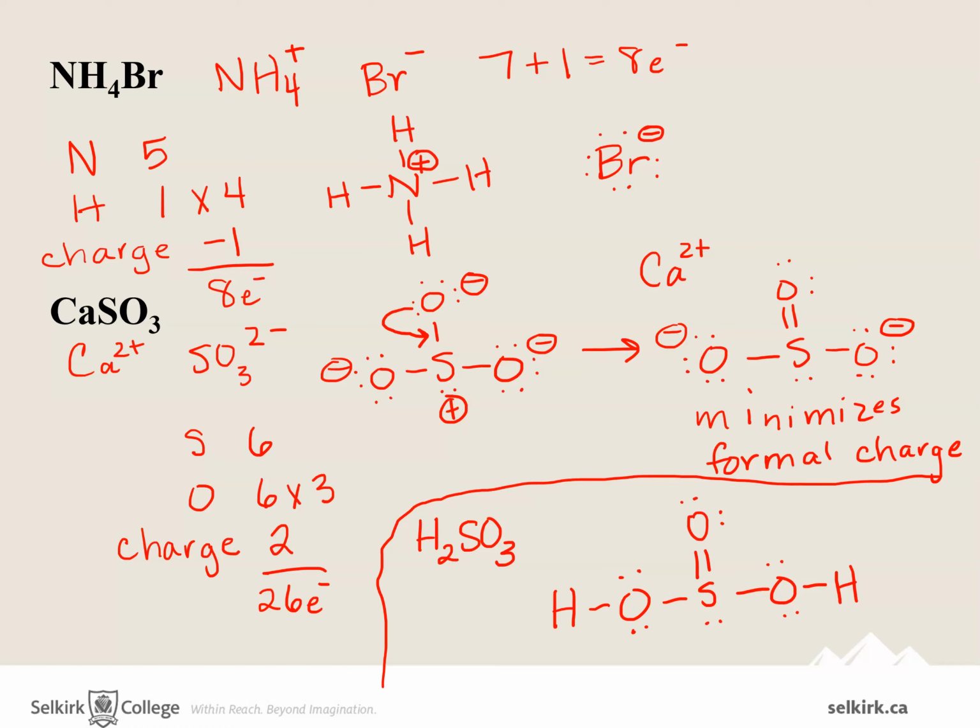Every atom has a happy octet, or if not, I know why. Sulfur exceeds the octet, but we decided that was okay because it was in the third period. So far, so good. But wait, there's more. I pulled a fast one when I made the double bond in that sulfite ion. I made a double bond to the oxygen on the top. But what was special about that oxygen?